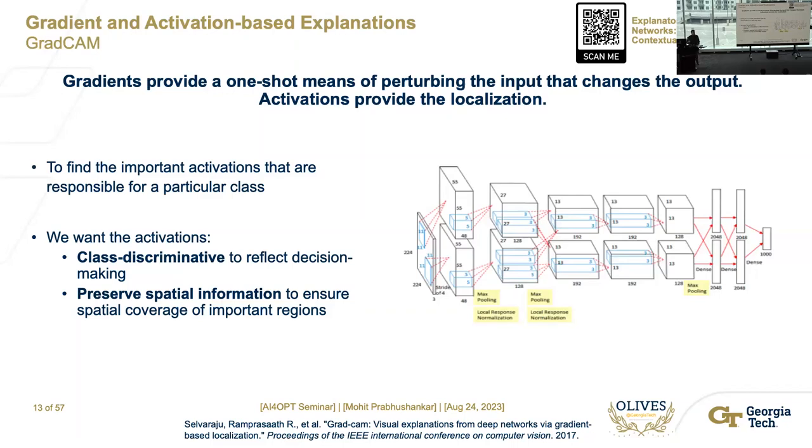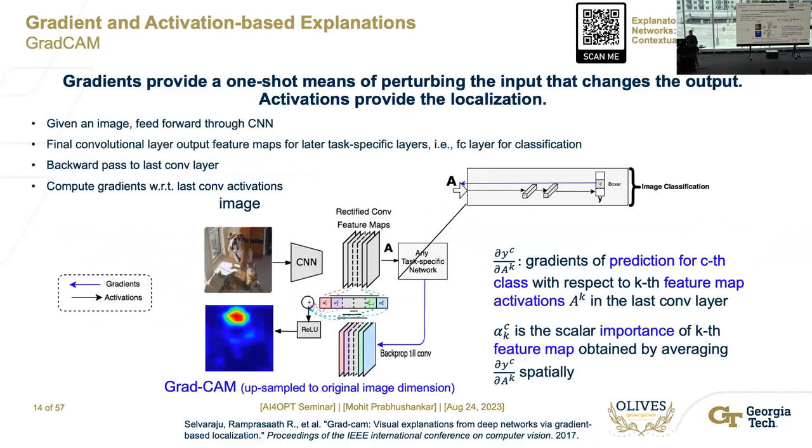And I'll talk about why gradients in a little bit. The most common and one of the easiest algorithms for us to use in explainability is GradCam, gradient class activation maps. It's very simple. Essentially, you take an image, you pass it through the CNN, you get a final output.